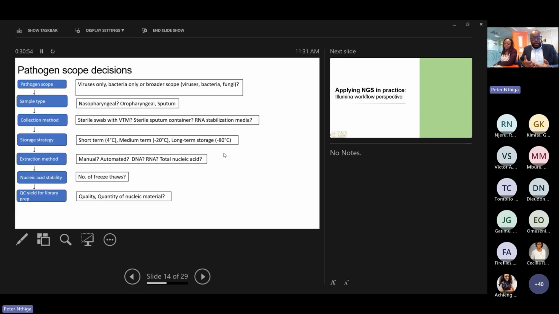Are we employing a manual or automated way of extracting our nucleic material? Are we interested in DNA or RNA or in the total nucleic acid? Again, these decisions are very important. We need also to consider what freeze-thaw threshold we can go for, for example. And of course, importantly, the QC of your nucleic material can't be overemphasized enough. It's very important because whichever approach we use, there will be a threshold in terms of the optimum QC yield that we require for our downstream processing.